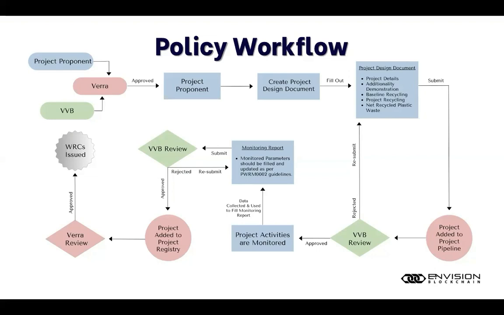Once Vera has approved these users, then the project proponent will go ahead and fill out the project design document, which would have information for the project details, additionality, the baseline, the project recycling, and the net recycled plastic waste. Everything that you saw in the Excel would be within that document. Then they would submit it, and Vera will add this project to the project pipeline. Then the VVB will review, and whether they approve or reject is dependent on if they verified everything and saw that it was all correct, or if it needs to go back to the project proponent.